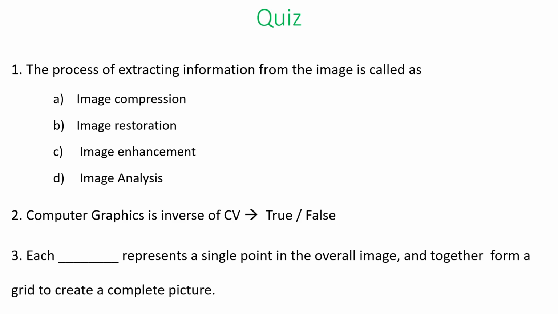And what is computer graphics? Is it the inverse of computer vision? Computer vision is written here in short form as CV. And what is a single point in the overall image, which put in a grid format tries to complete a picture, called?